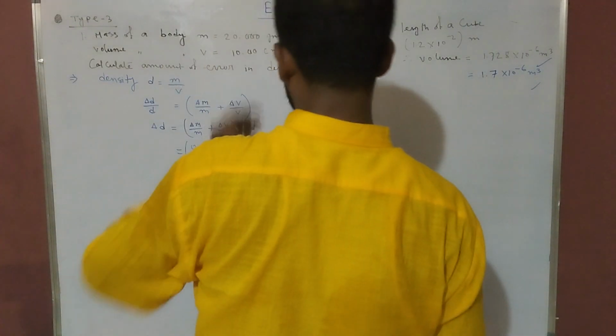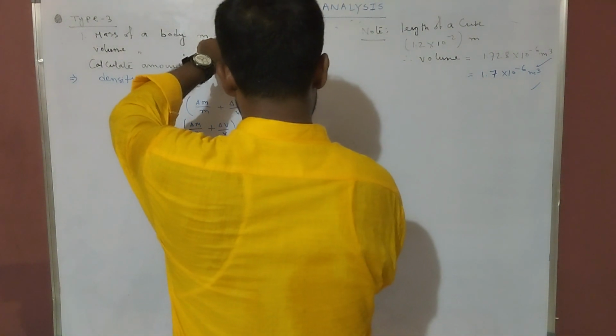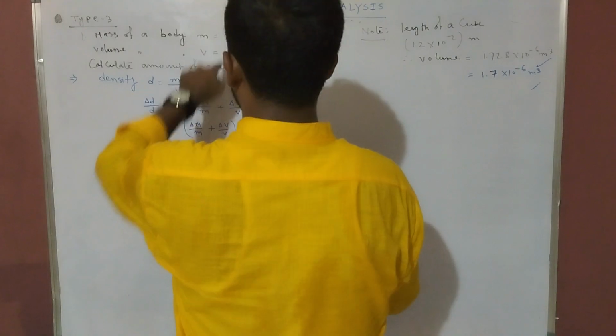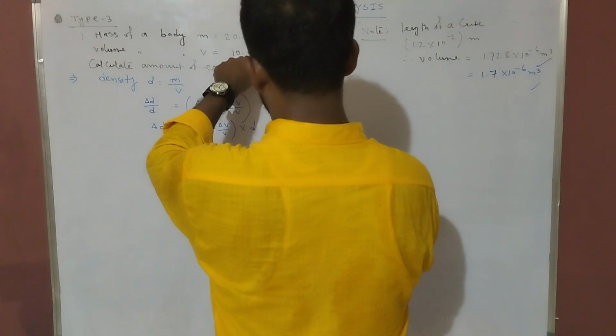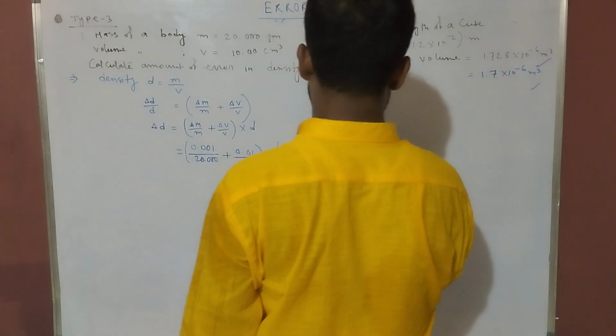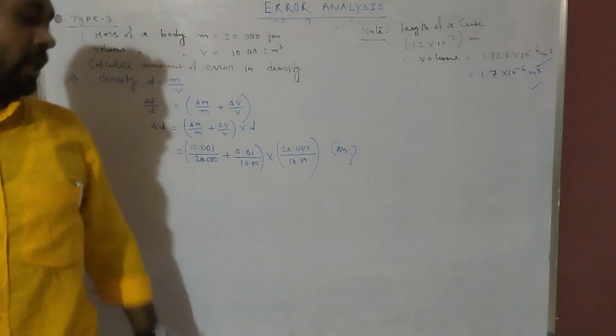Now what will be D? D means M by V. M is 20.000 and V is 10.00. This will be the answer. Understood or not? This will be the answer.